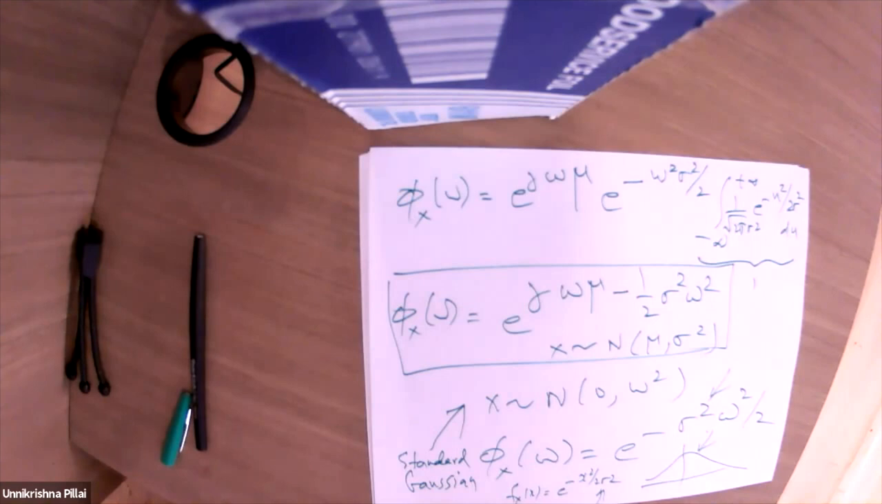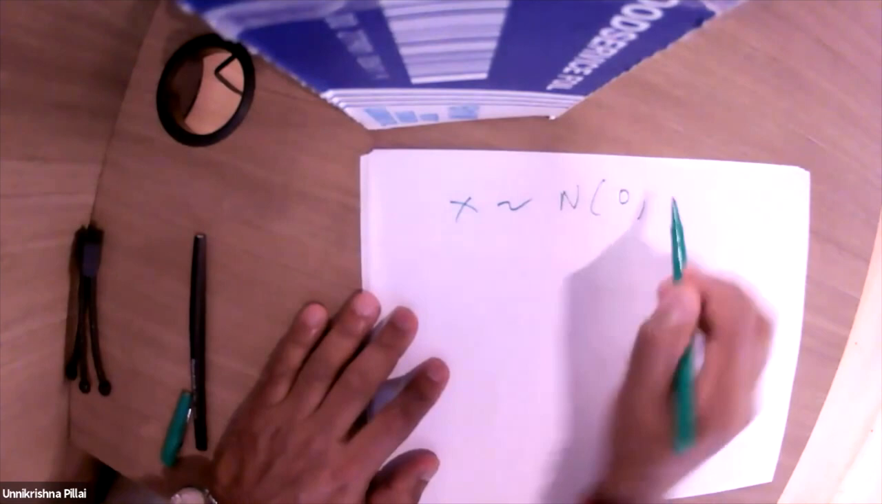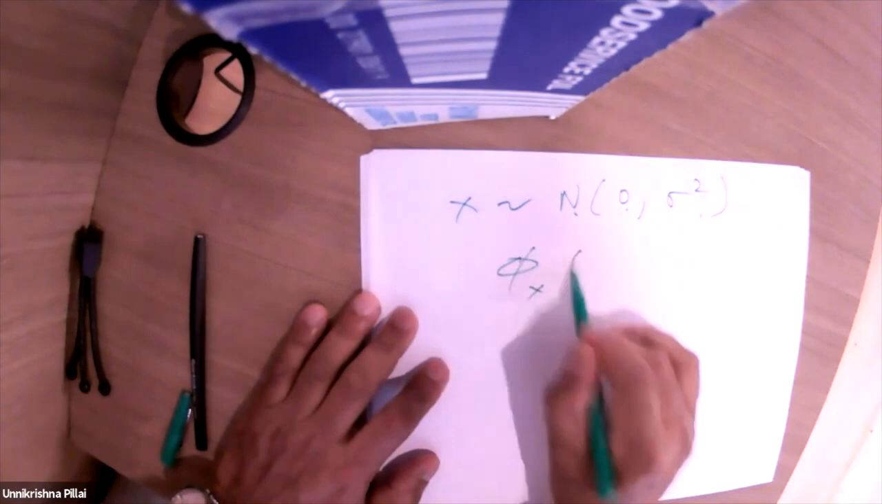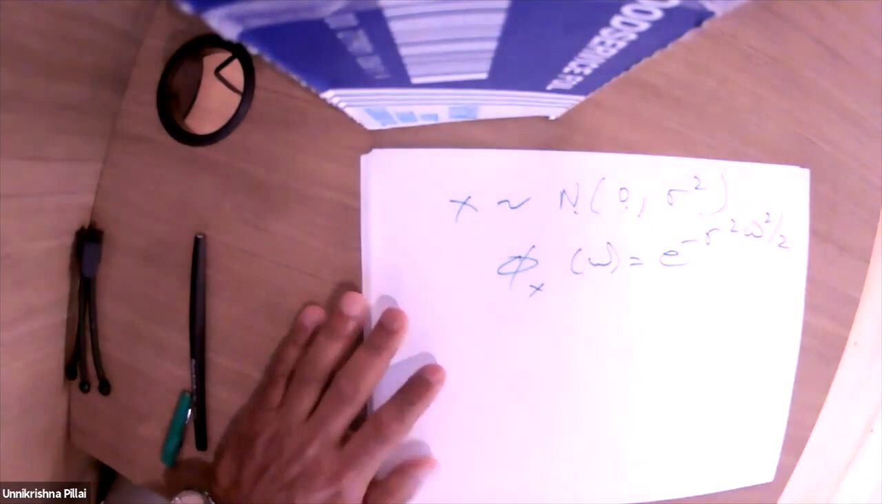So if you want to prove something is Gaussian, all you have to show is that whatever you are trying to prove has a characteristic function which looks like this. Sometimes the characteristic function works out well. So I'm going to use this result. Again, if x is normal with zero mean and variance sigma squared, its characteristic function is e raised to minus sigma squared omega squared by 2. So if sigma squared is 1, it's simply e raised to minus omega squared by 2.